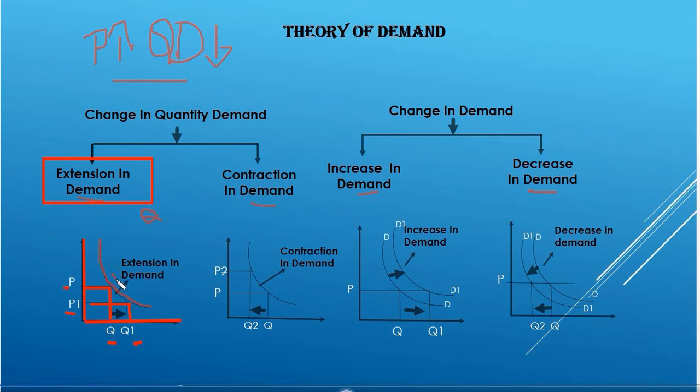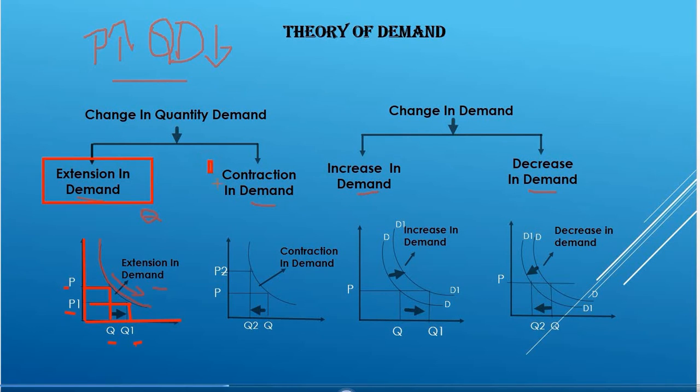This movement along the curve is expansion of quantity demanded. Whenever there is a change in quantity demanded, not due to other factors but only due to price, it is called a change in quantity demanded. And when quantity demanded increases because of a fall in price, we call it expansion.